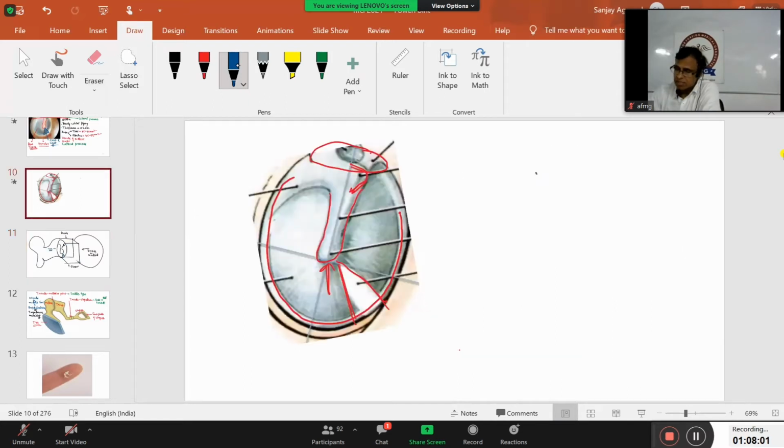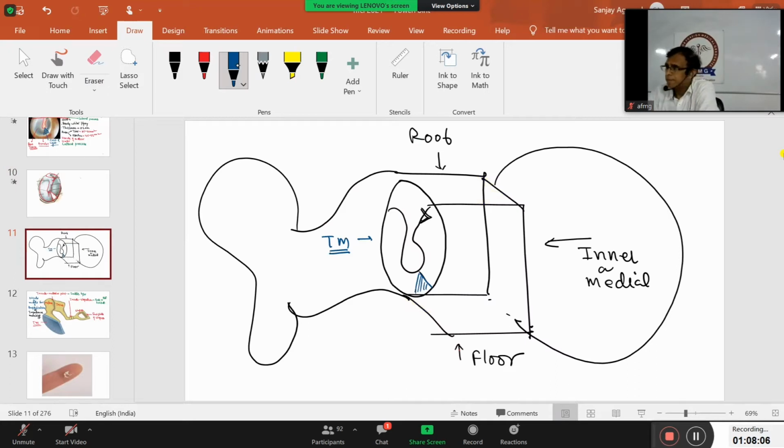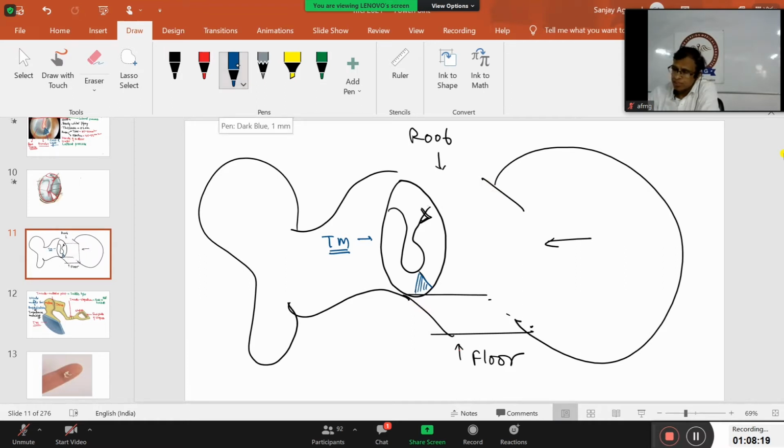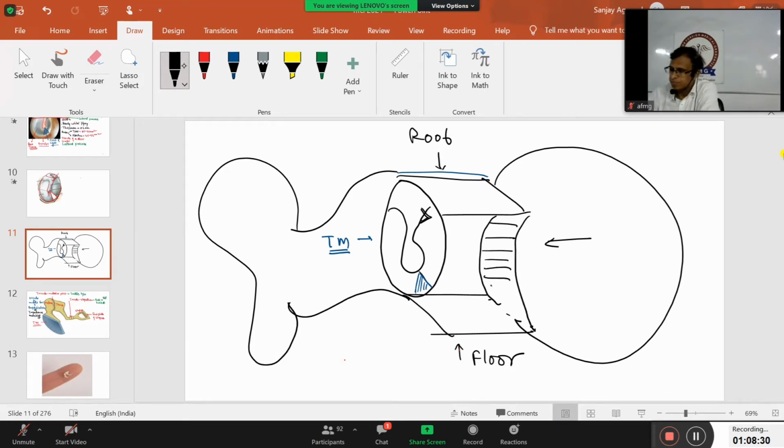This is same as this diagram. Okay. Now, second thing you have to know is that the inner boundary is not straight like this. The inner boundary has a mild bulge like this. It's not straight. It's bulging.